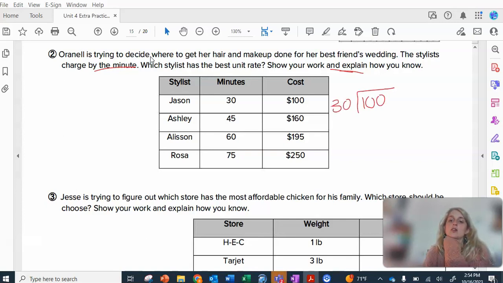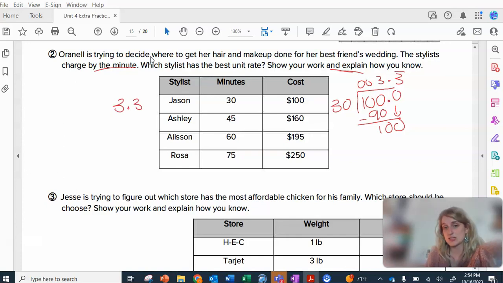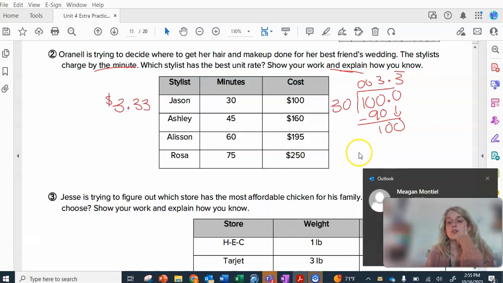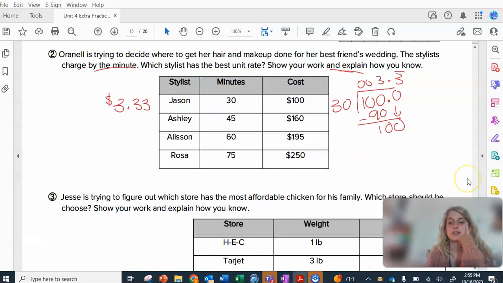Minute, 30. 30 goes into 1, 0 times. 30 goes into 10, 0 times. 30 goes into 100, 3 times. That's 90. Add a decimal. Add a 0. 30 goes into 100. Wait a minute, this is looking familiar. This is going to be 3.3 repeating. So stylist Jason charges $3.33, really, since we're talking money, every minute. Ashley is another one.